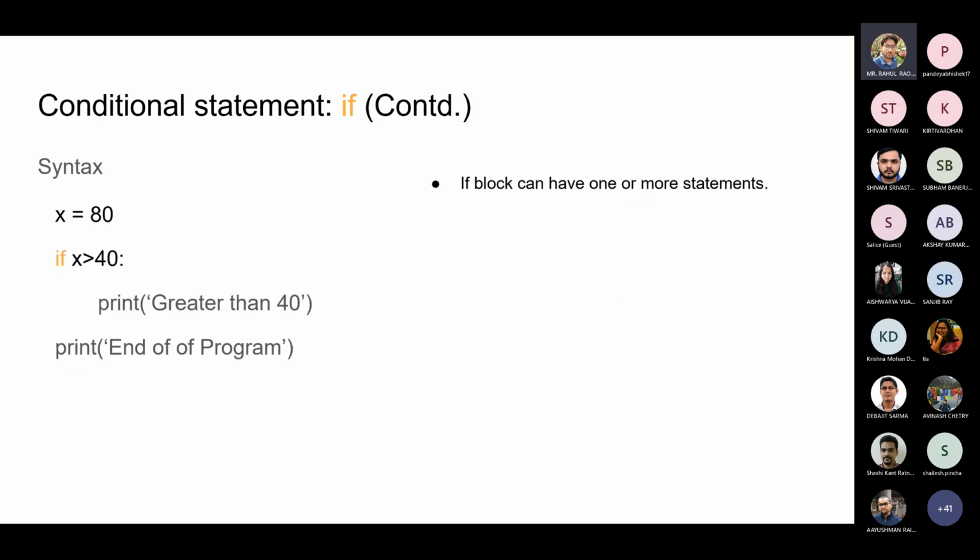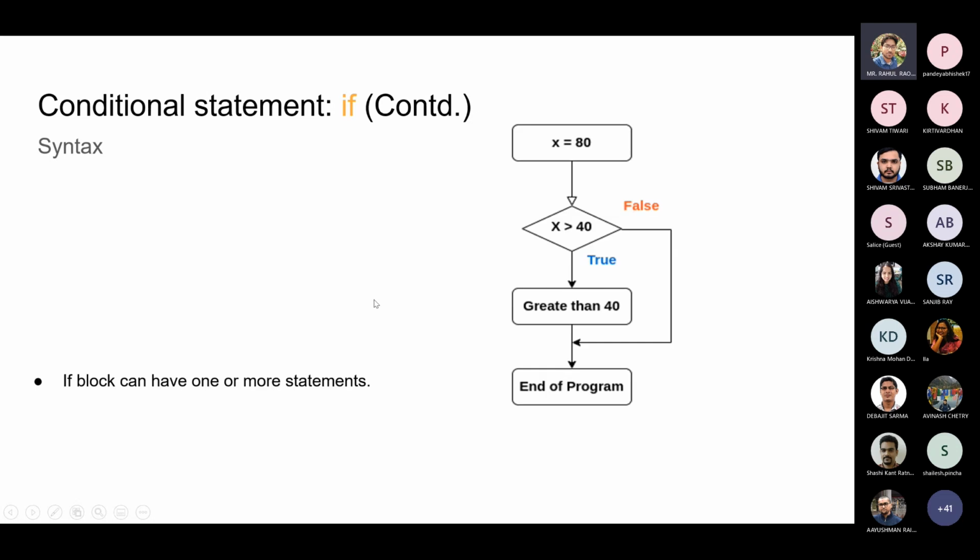Here suppose we have only one statement, and x denotes the marks. So if x is 80 and we check if x is greater than 40, it simply prints greater than 40, and outside this if block there is a print of end of the program. The same program can be represented using a graph like this.